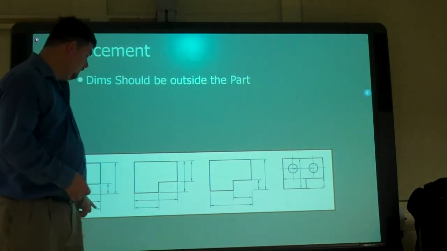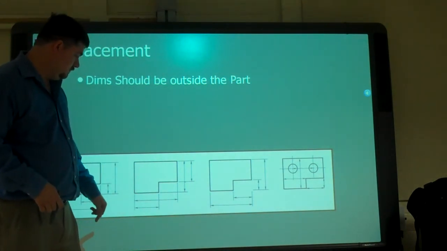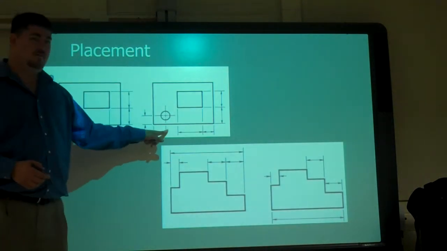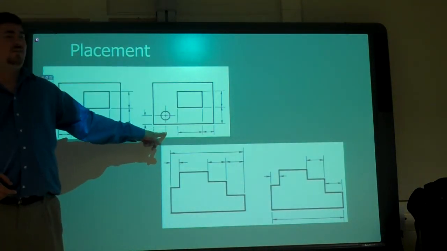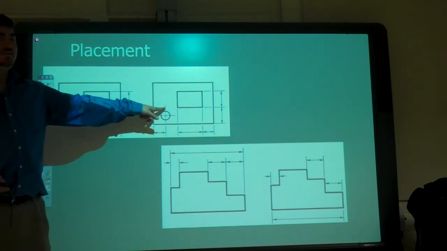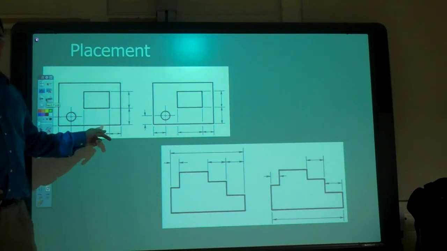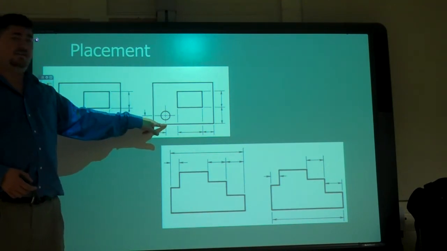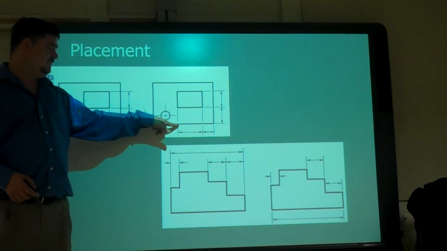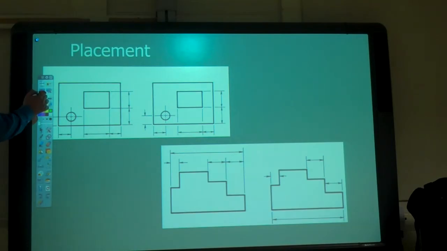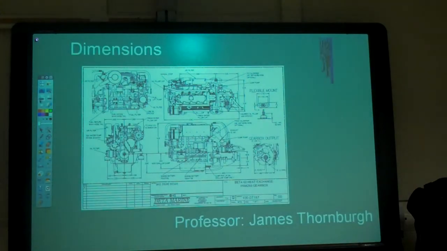Like if you see some people's drawings, they'll do stuff like that. Can you see where that gets confusing? Yeah, because you come down, see a gap, and you're like, oh, there's nothing there to dimension. Same thing here. And these are real simple parts. Think how it'd be on a complex one. I still don't know what their dimensions are.